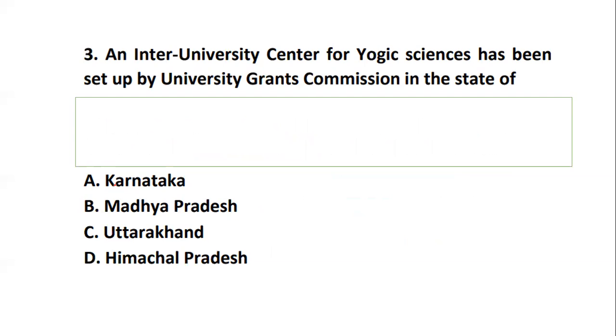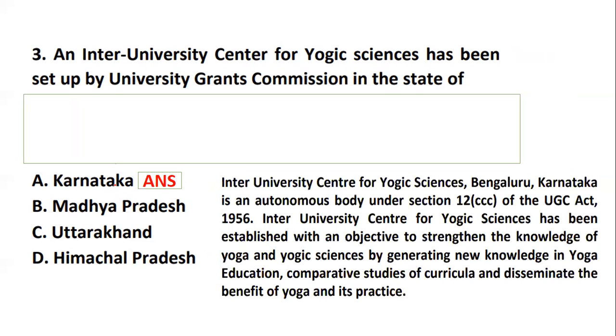An inter-university center for yogic sciences has been set up by University Grants Commission in the state of what? The question is talking about the inter-university center for yogic sciences, which is set up by UGC in the state of what? Is it in the state of Karnataka? Is it in the state of Madhya Pradesh? Is it in the state of Uttarakhand? Or is it in the state of Himachal Pradesh? The given list is Karnataka, Madhya Pradesh, Uttarakhand, and Himachal Pradesh. So the right answer is Karnataka.